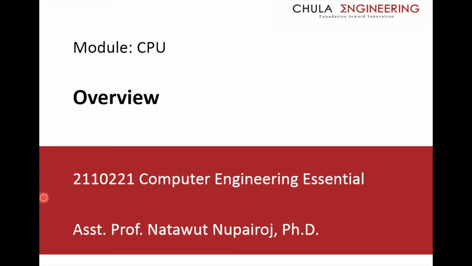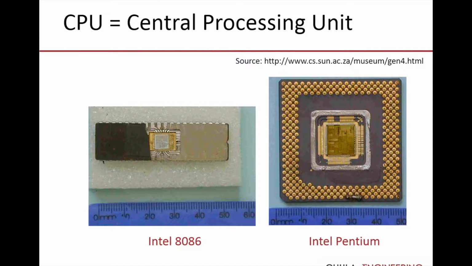In this video clip, we'll take a look at the central processing unit. This is a very important component inside computers and IT gadgets, for example, in the mobile phone or smartwatch. The CPU has been used for a long time.